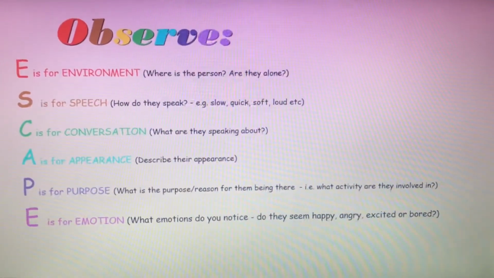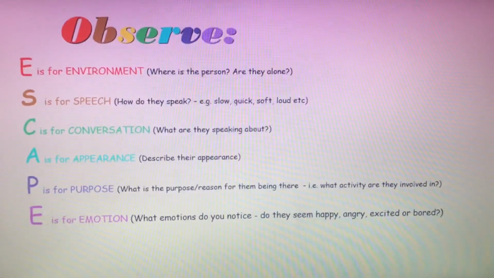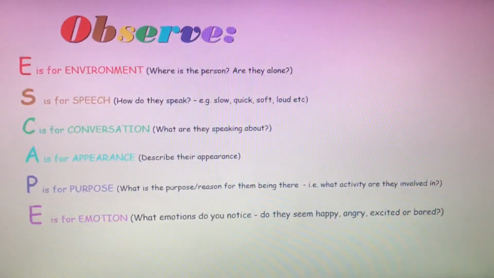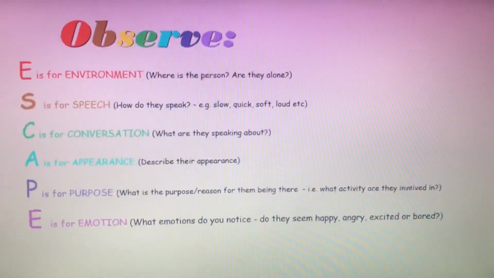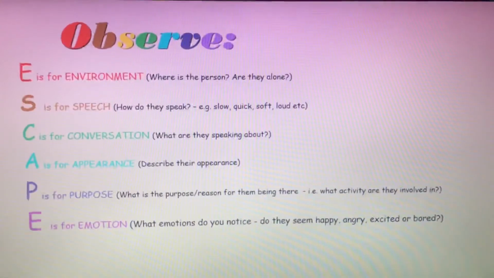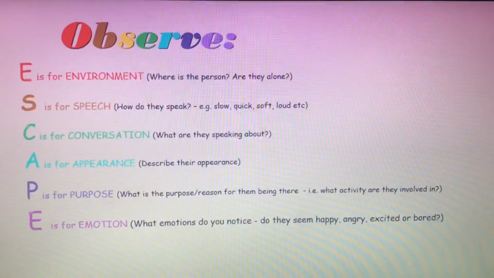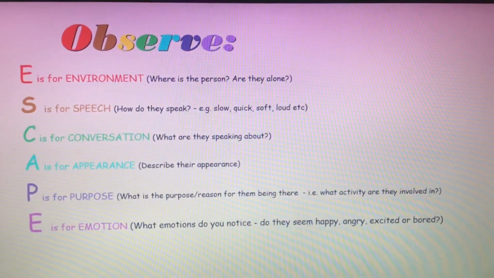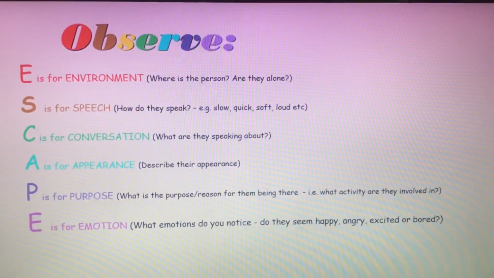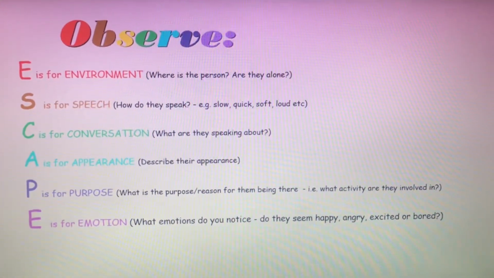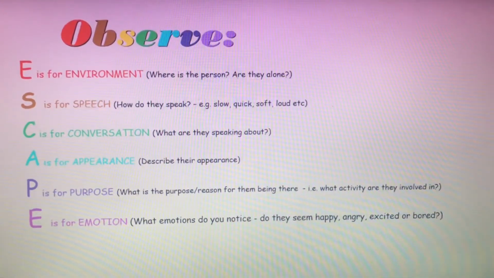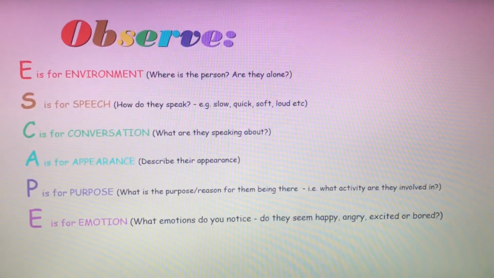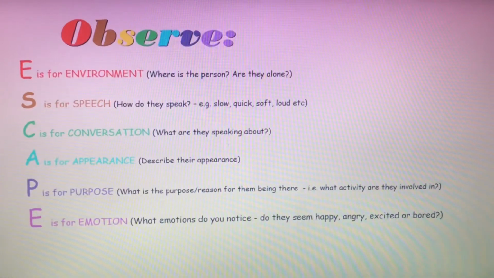C. Moving on from the speech, C is for conversation. And this is where it gets interesting. This is where our eavesdropping tactic kind of comes into play. We listen to a conversation. What is the person speaking about? What are they discussing with another person, or what are they giving their opinion about? What is the topic of their conversation? So C is for conversation.